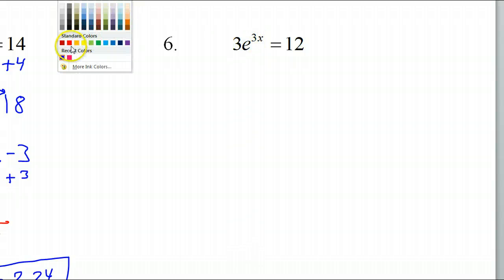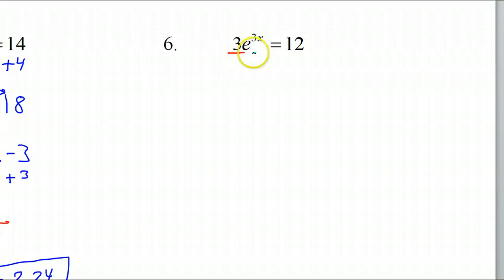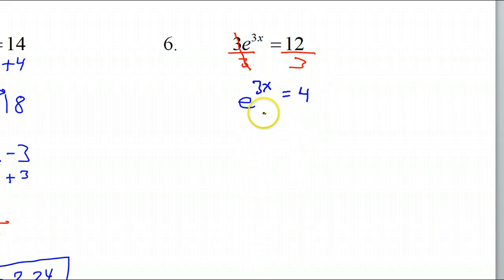So let's go ahead and divide by 3 on both sides. Okay, so that's going to give me e to the 3x power is equal to 4. Now it's time for log form. So this would be log base e. These two are going to change sides. So this would be log base e of 4 is equal to 3x.